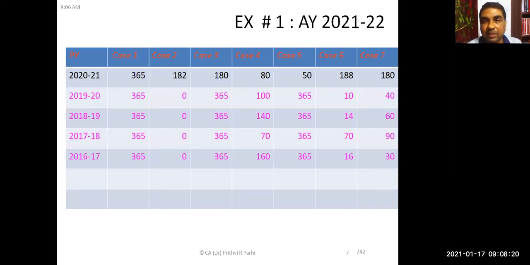Now you see, what is the assessment year here? Tell me. 2021-22. For 2021-22, the relevant previous year is 2020-21. And those coming in the pink color are the 4 previous years preceding the relevant previous year: 2019-20, 2018-19, 2017-18, and 2016-17. Okay, right? Now you have to answer me the first case. Case 1. You see, this is the number of days of stay. This is one individual. He has stayed for this many periods. Tell me, what is his residential status?